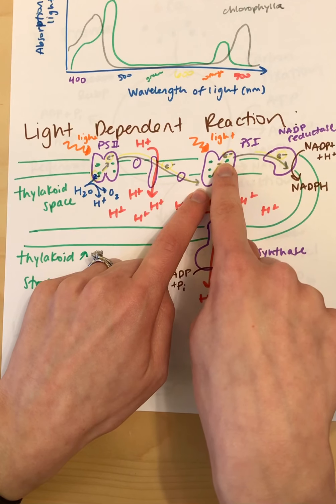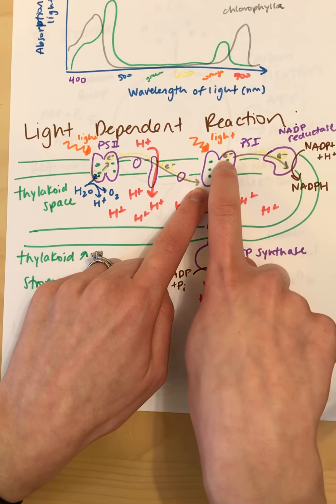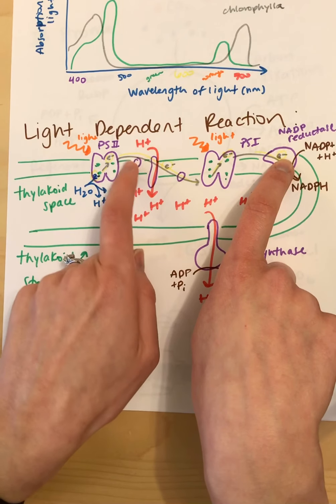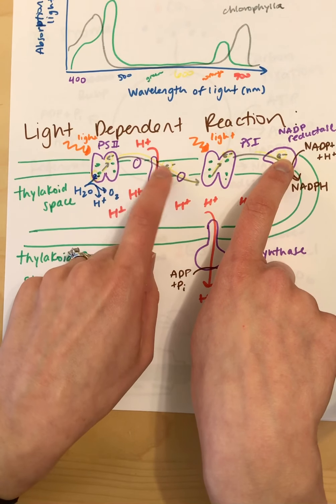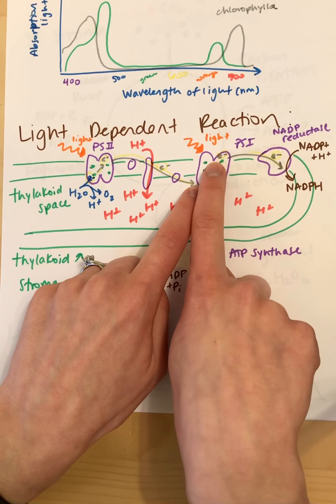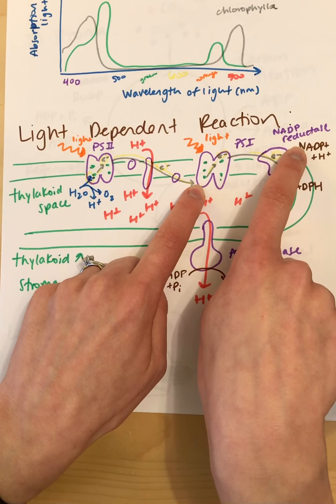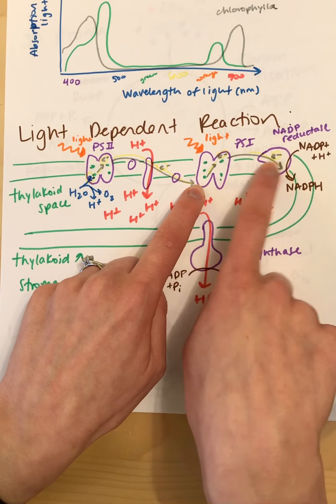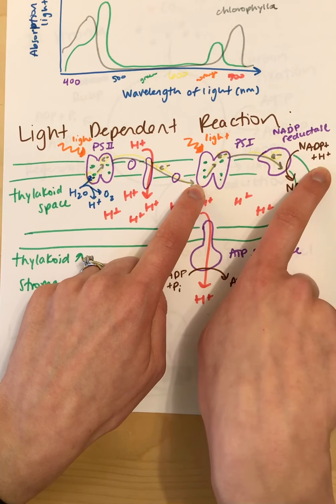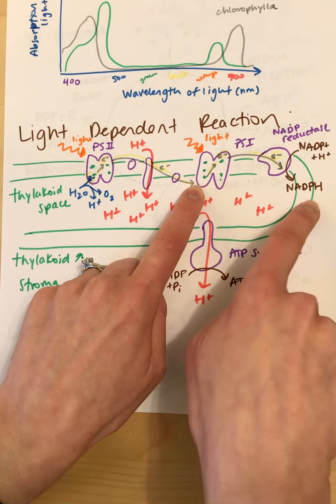Light hits photosystem 1 and excites another electron on a chlorophyll pigment, and that electron leaves. This time the electron is replaced by one from photosystem 2 that's come through the electron transport chain. The electron that was excited in photosystem 1 goes to NADP reductase, which combines that electron with NADP plus and hydrogen to make NADPH. So NADPH is carrying that high energy electron.